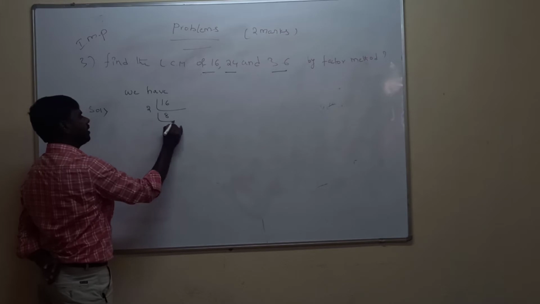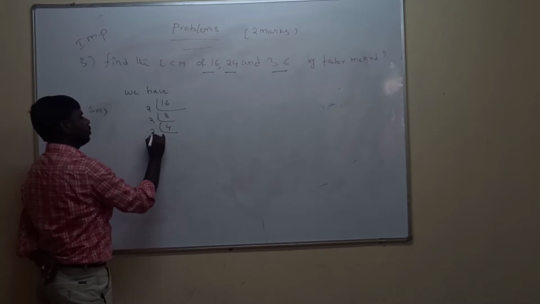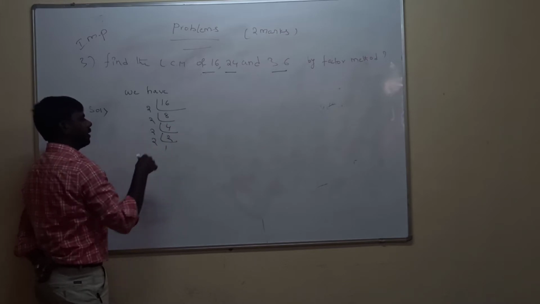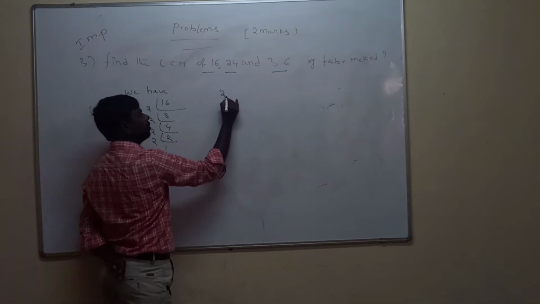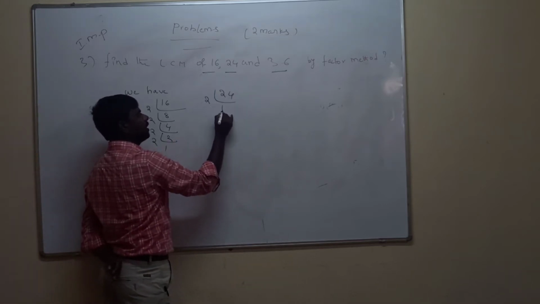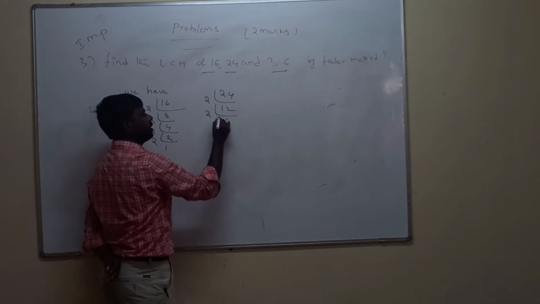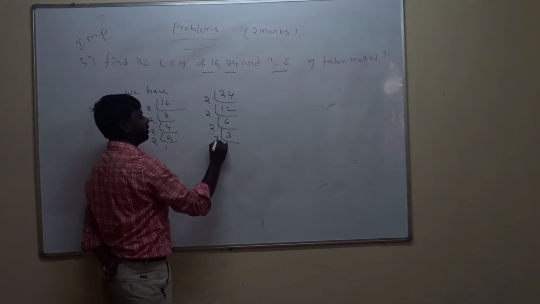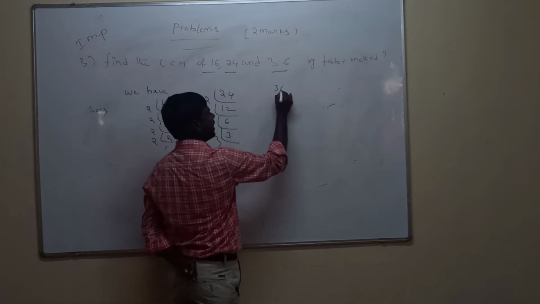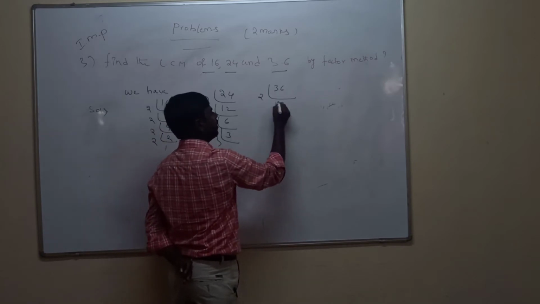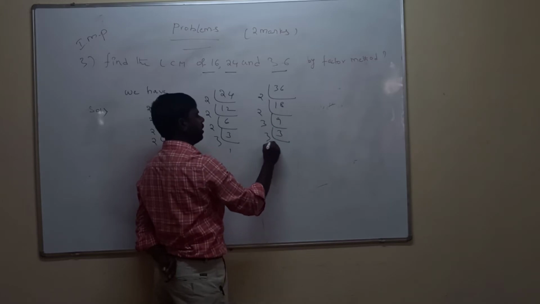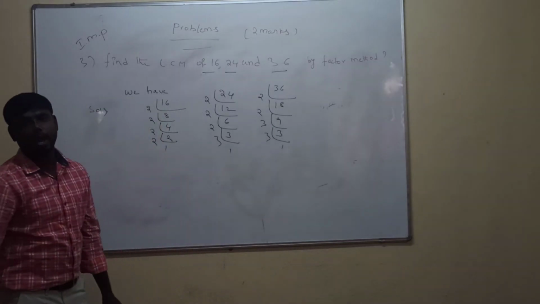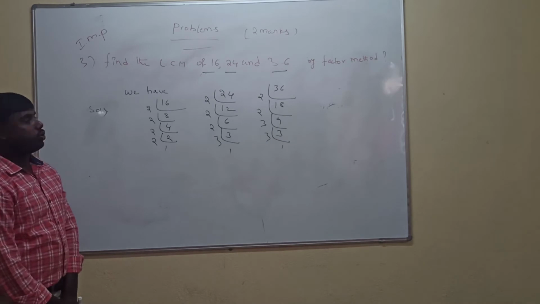2 8s are 16, 2 4s are 8, 2 2s are 4, 2 1s are 2. The remainder is 1, so stop the division. The second number is 24: 2 12s are 24, 2 6s are 12, 2 3s are 6, 3 1s are 3. The next is 36: 2 18s are 36, 2 9s are 18, 3 3s are 9, 3 1s are 3. Every number should use the divisor factors.